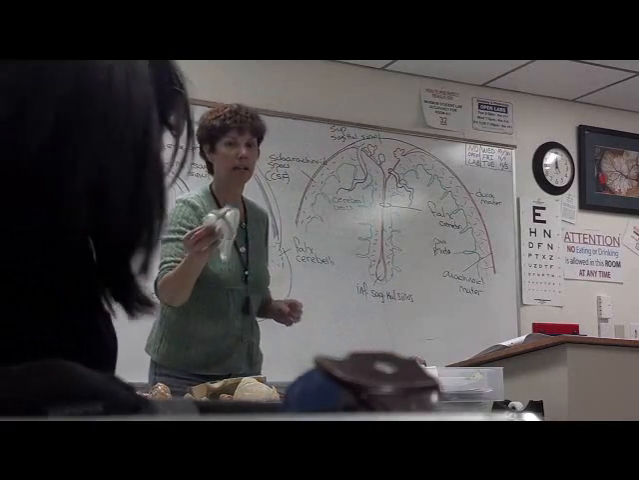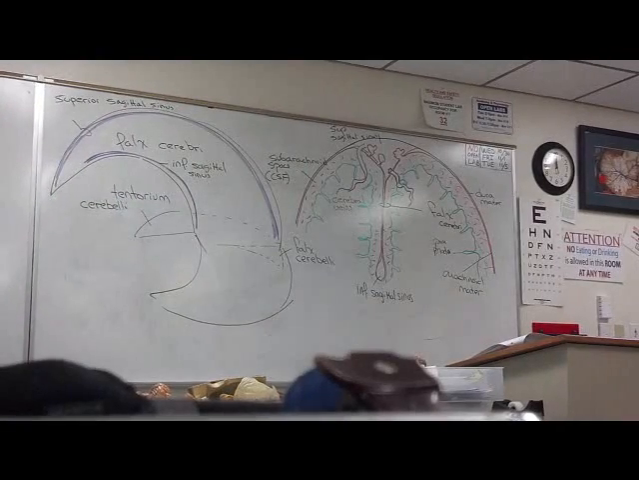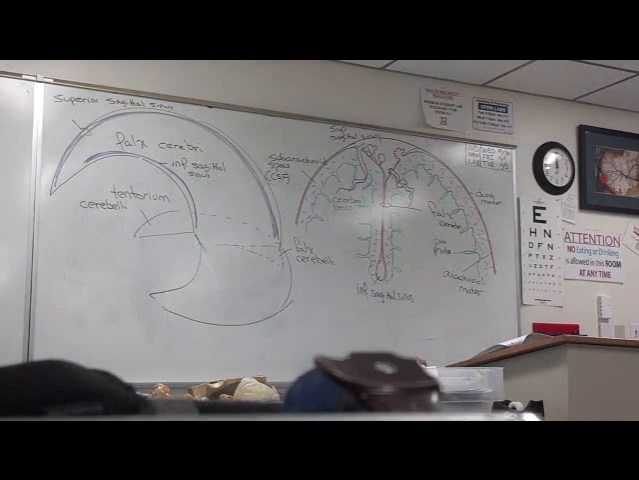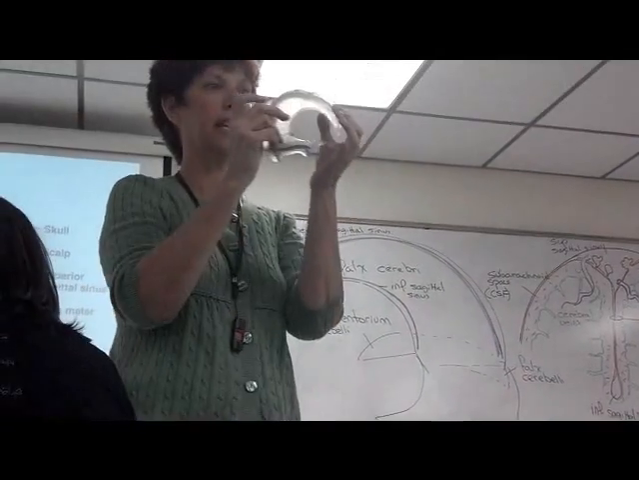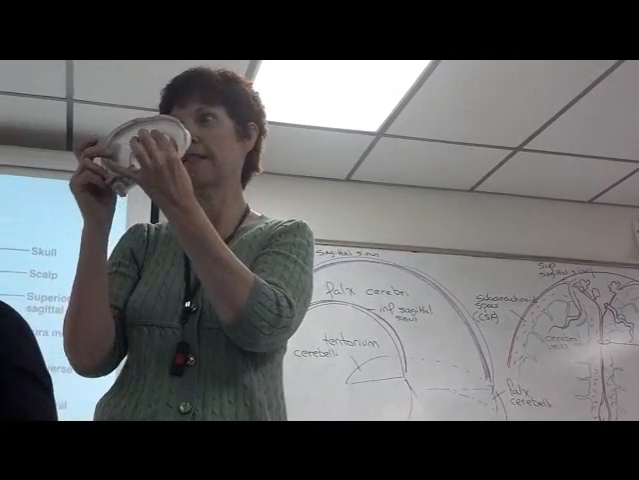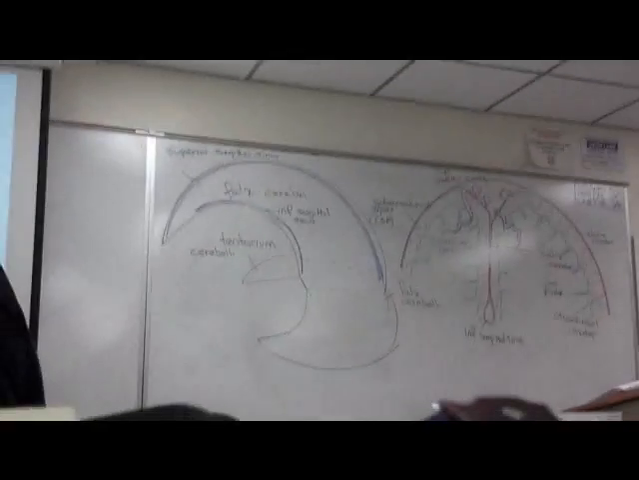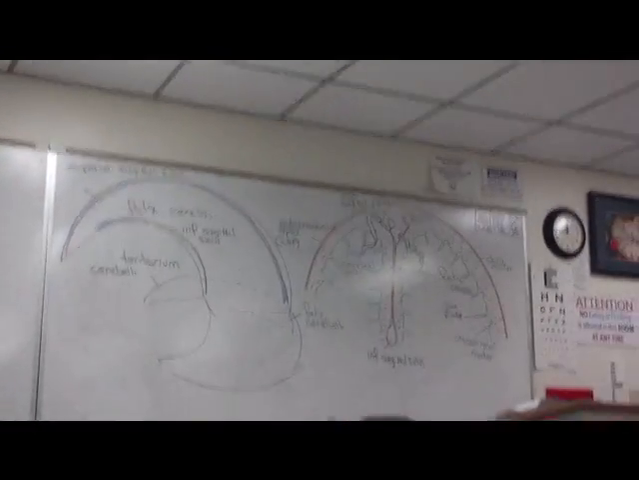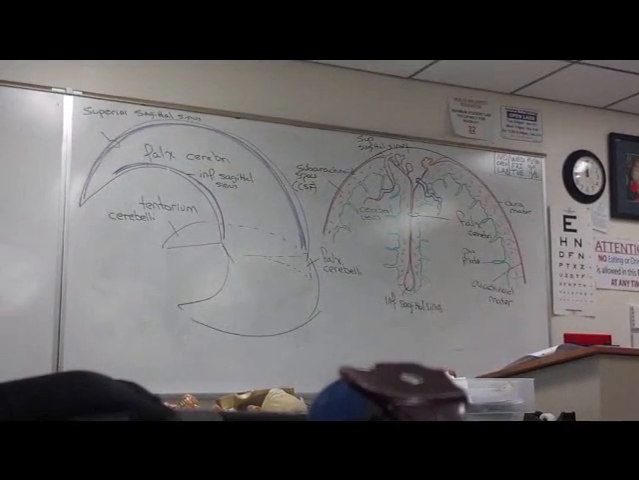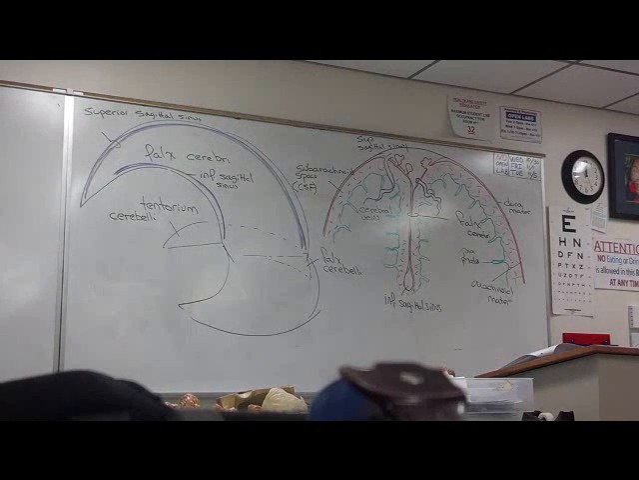So on our model, see this right here? Superior sagittal sinus. These little circles are the arachnoid villi. Here would be a smaller inferior sagittal sinus. Okay? They are a split in the dura mater. So the dura mater separates. They're not lined by any epithelium. It's just an opening, a split in the dura mater.